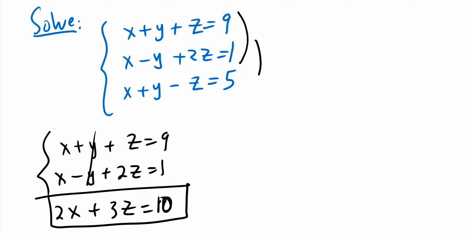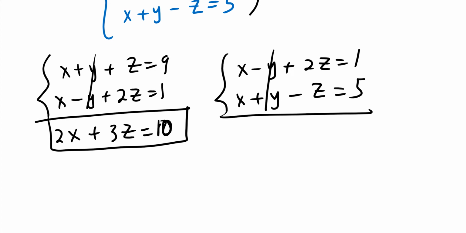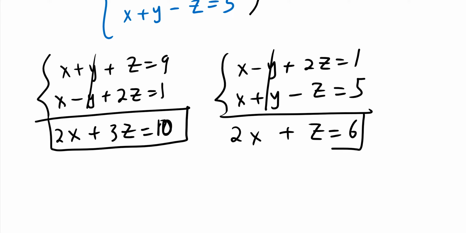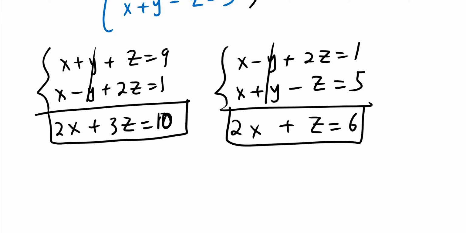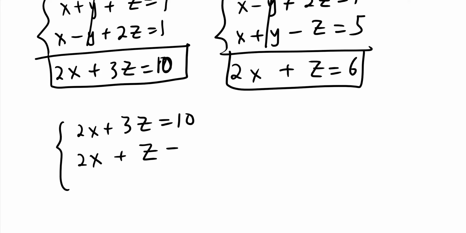And notice the other thing, if I take the last two equations together, that will also eliminate the y. You must eliminate the same variable when you pair them up. So here, the y's cancel. I got another equation in x and z, 2x plus z equals 6. So now I have two equations in two unknowns. Let me rewrite it. 2x plus 3z equals 10. 2x plus z equals 6.